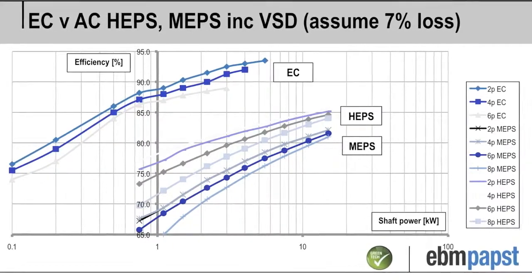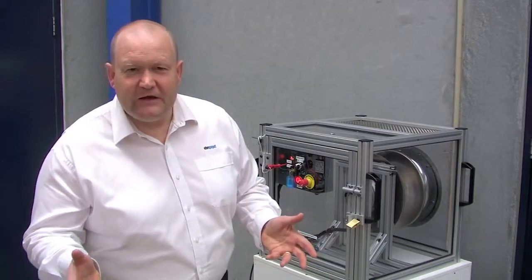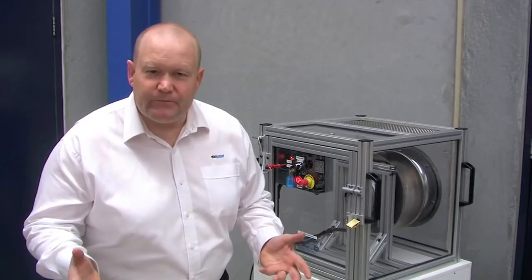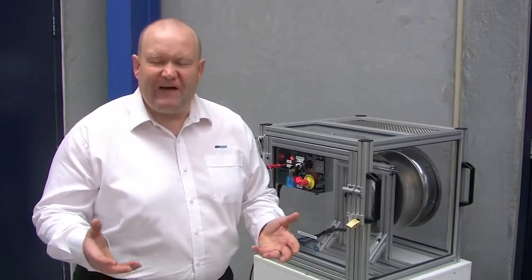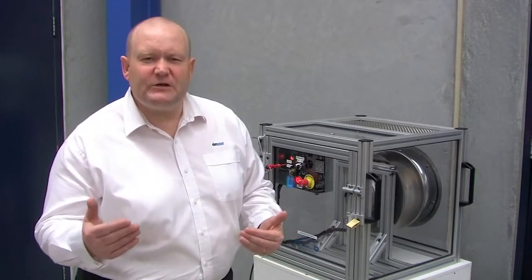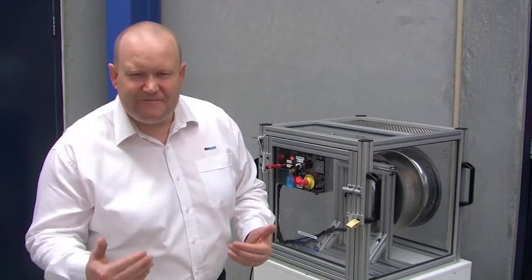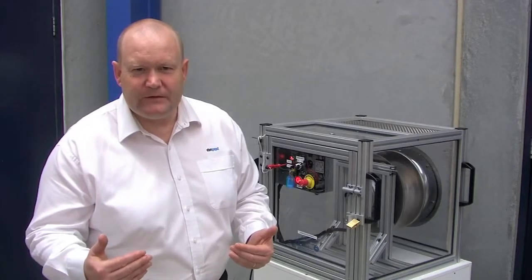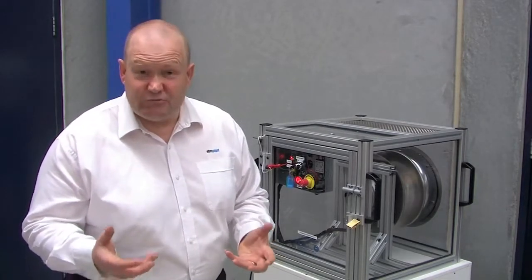So here we are with a smaller EC plug fan to show the benefits of speed control. First of all, with EC plug fans, you can apply the fan laws, which means if you speed control the product from 100% speed down to 80% speed, you get 50% power savings. That means that good and simple, accurate commissioning is a real benefit.